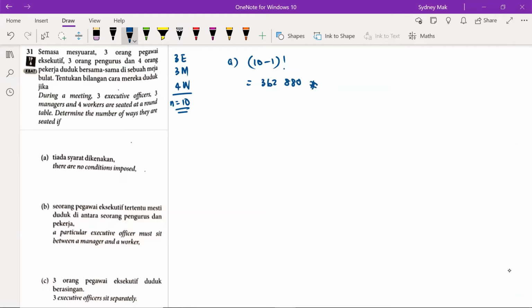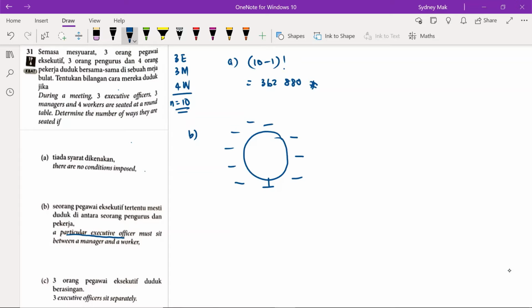And next, part B. A particular executive officer must sit between a manager and a worker. I will use the illustration way. So let's draw 10 seats: 1, 2, 3, 4, 5, 6, 7, 8, 9, 10. Since we want the particular executive to sit, let this fella be the first one to choose the seat. So there is only one way to arrange the seat for this particular executive.